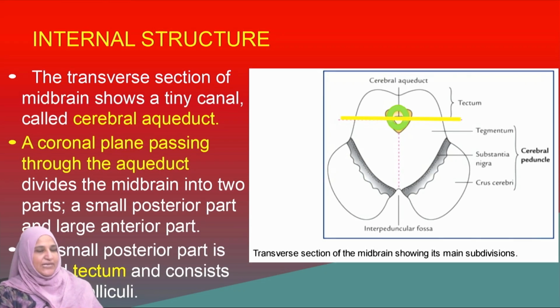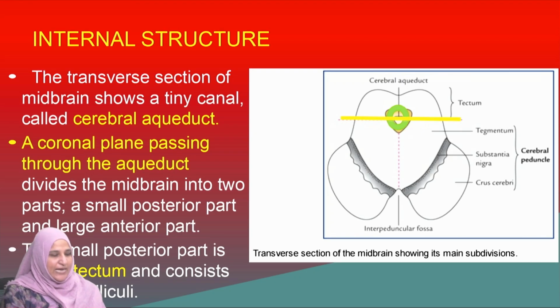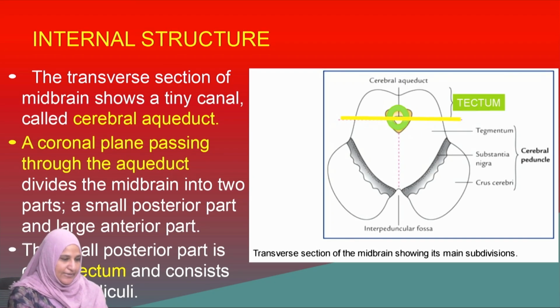The small posterior part we call the tectum, and it consists of four colliculi, that is, the superior and inferior colliculi. So that is the tectum.